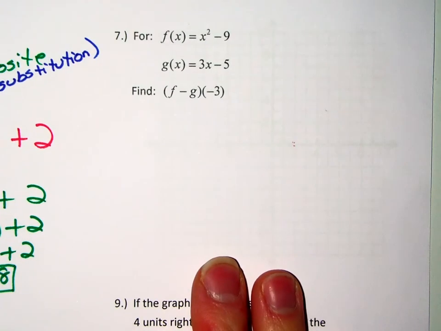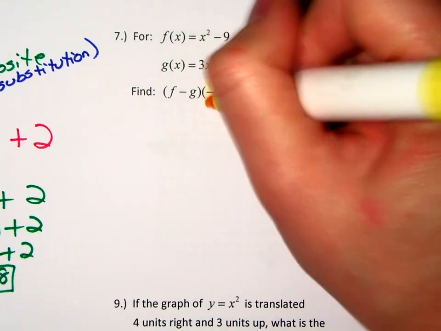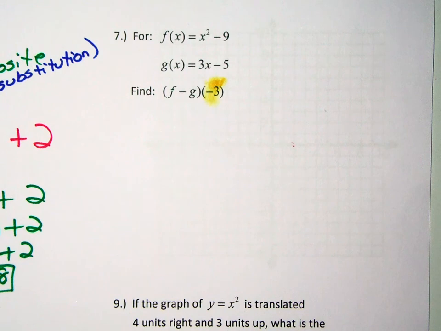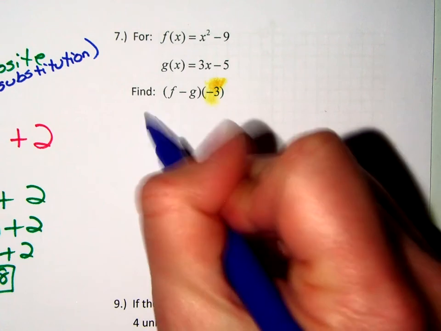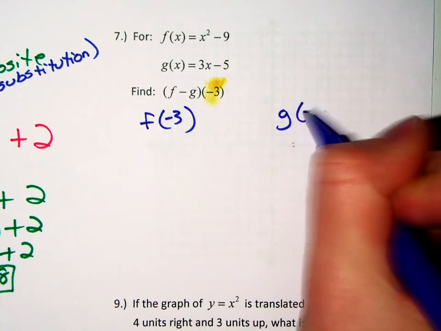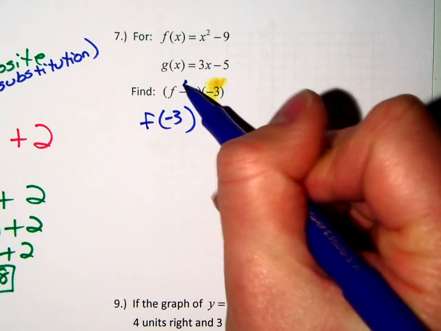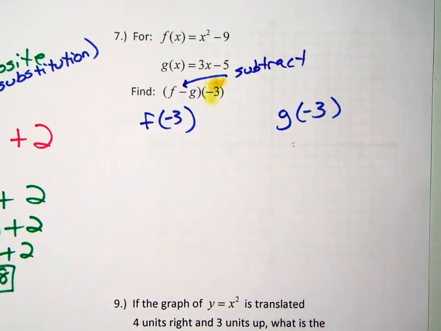All right, so now let's look over at number 7. It's different than the other ones that we've done because there is an actual number here. So since there's the number there, we're actually going to find each one of these and then subtract them from each other. So I'm going to find what is f of negative 3. I'm going to find out what is g of negative 3. And then because there's subtraction between them, we'll subtract once we find those values.